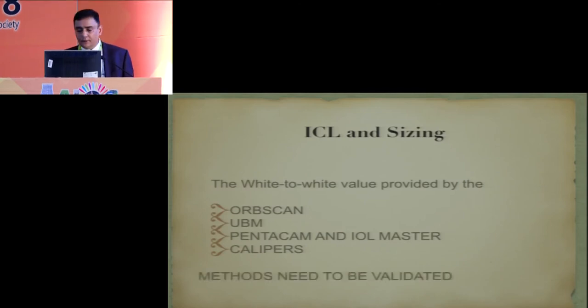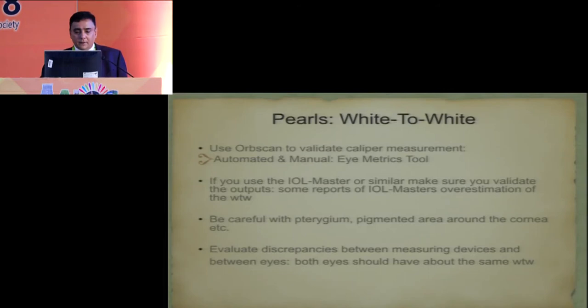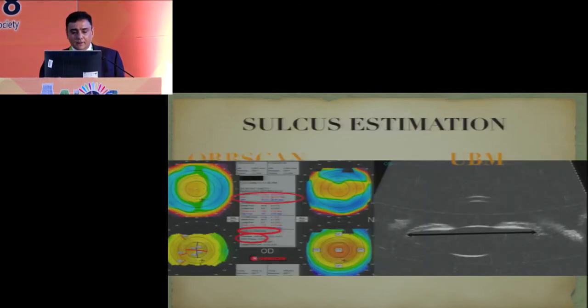This is not going ahead. Okay. The methods can be validated in different ways, but the most important is white to white. Here, if you have an OPD-Scan, even the ICL people follow that. That's the STAAR ICL. And of course, you have the IOL Master, but be careful if there is a pterygium or a pigmented area on the cornea. There can be discrepancies between different devices. With UBM, you can see the sulcus is measured, and the OPD-Scan also gives you a white to white. So there are two different methods of checking the same thing.